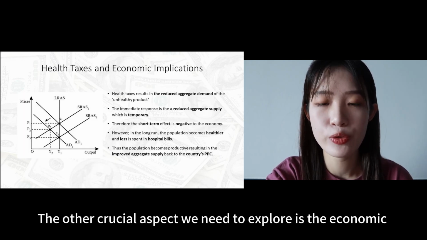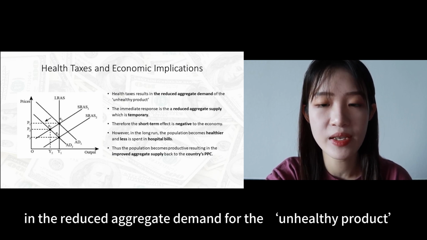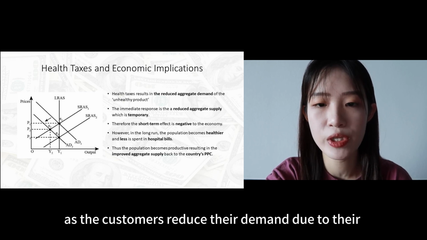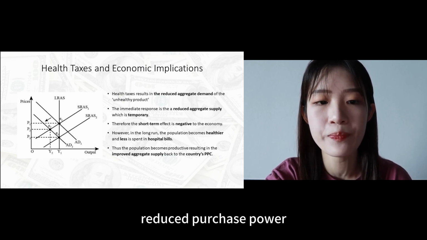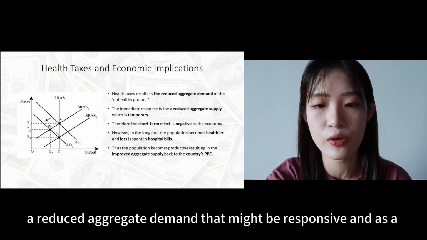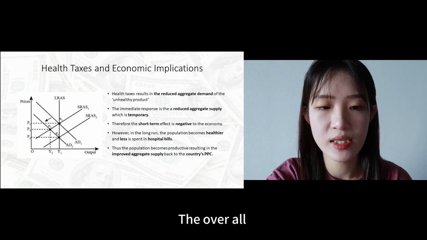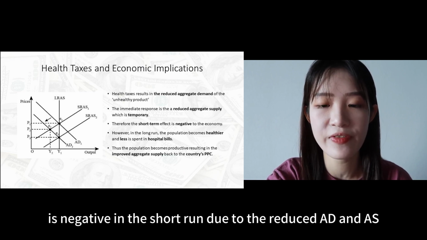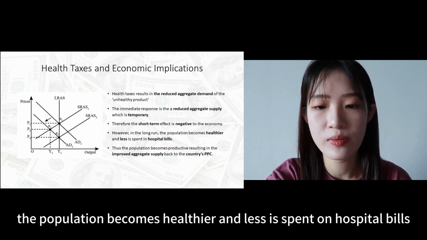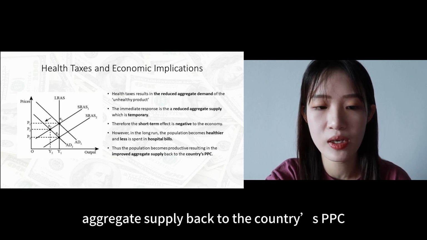The other crucial aspect we need to explore is the economic implication of health taxes. Health taxes result in reduced aggregate demand for the unhealthy product as the customers reduce their demand due to reduced purchasing power. The immediate response to this will be reduced aggregate demand, which might be amplified as a result of other factors like loss of employment. However, this response is temporary. The overall effect on the economy is negative in the short run due to the reduced AD and AS. However, in the long run, the population becomes healthier and less is spent on hospital bills. Thus, the population becomes productive, resulting in improved aggregate supply back to the country's PPC.